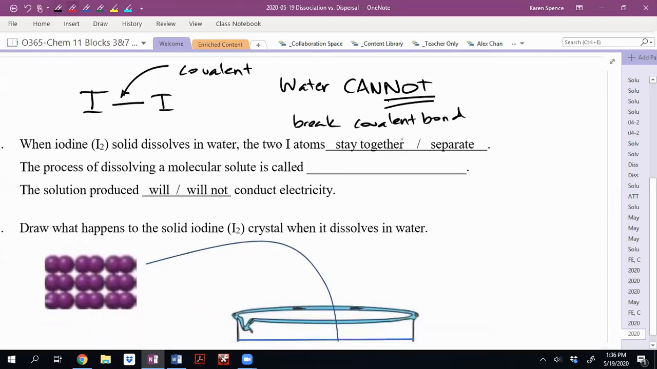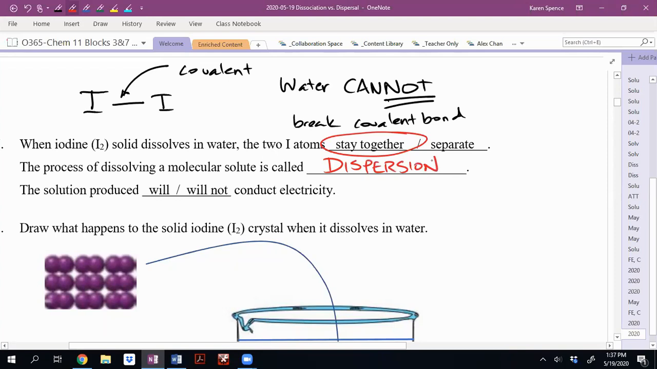They stay together, yes. Okay, and so this is not going to be dissociation. Dissociation is when the ions separate. In this case, there's no ions and they're not separating. So instead, this is another D word. It still starts with dis. What do we call it this time? Not dissociation, but dispersion. Dispersion, yes.